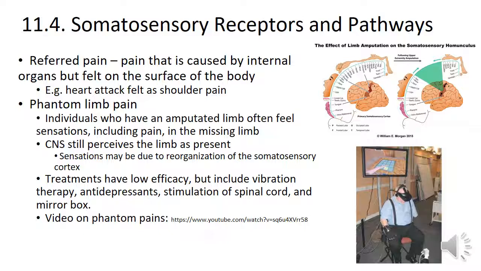Your book mentions some treatments, and my perception of the treatments is that, based on the research, they tend to have rather low efficacy, but they include things like vibration therapy, antidepressant therapy, stimulation of the spinal cord associated with that limb, and then this mirror box where the existing arm is put next to a mirror so that it looks like this person has two arms, and in some patients that's provided relief. If you're interested, you can see this video on phantom pains.